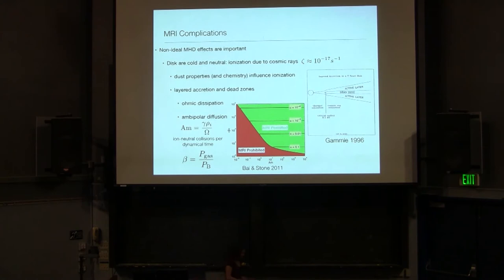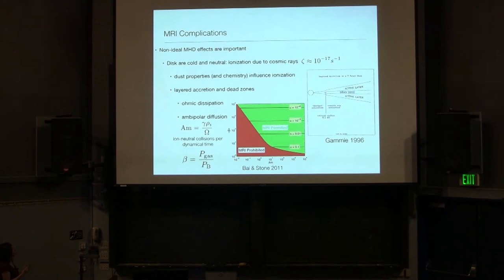As Patrick started to talk about at the end of his talk, there are some complications associated with magnetic effects in protostellar disks, because they are not fully ionized fluids like you have when you're talking about, say, compact objects. They're cold and neutral, and the ionization fraction, say, due to cosmic rays alone, is very, very small. So most of the disk is not ionized.